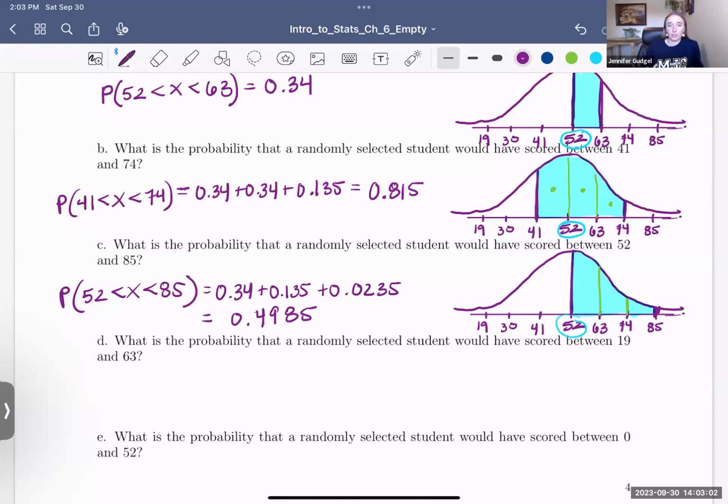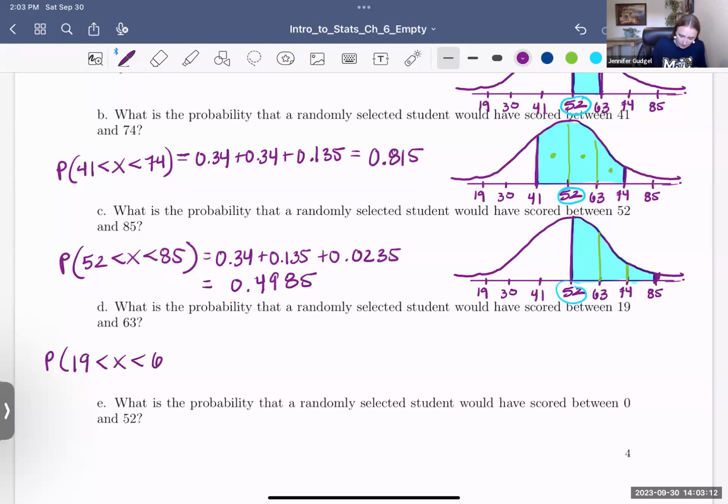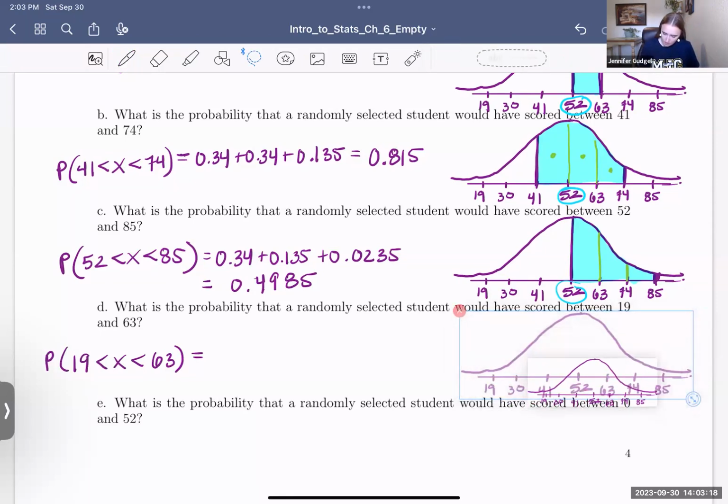All right, let's try another one. What is the probability that a randomly selected student scores between 19 and 63? All right, 19 and 63.